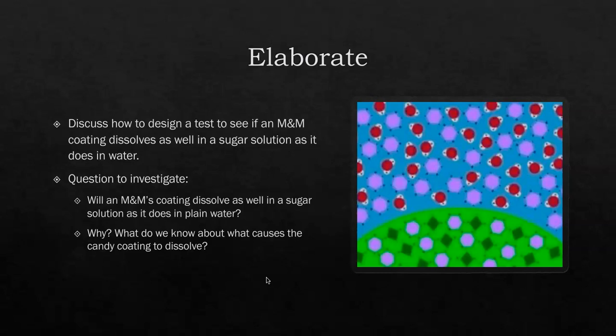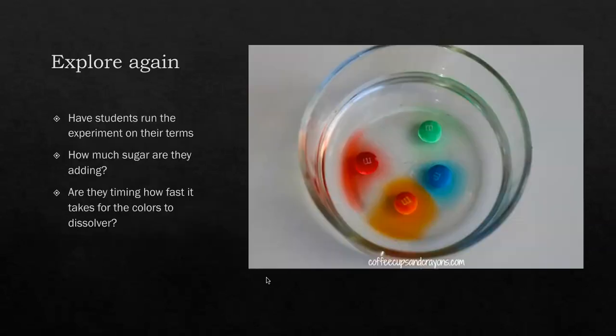So we can ask our students things like, will an M&M's coating dissolve as well in a sugar solution as it does in a plain water solution? Why? What do we know about the causes of the candy coating to dissolve? Maybe this is where you also let them look at salt water or alcohol or other charged liquids and talk about this concept of these water molecules pulling apart that shell. Now, if these water molecules are already bound up to sugar, then maybe it won't dissolve as quickly, or maybe it'll dissolve more quickly. So these are all things that we want them to do.